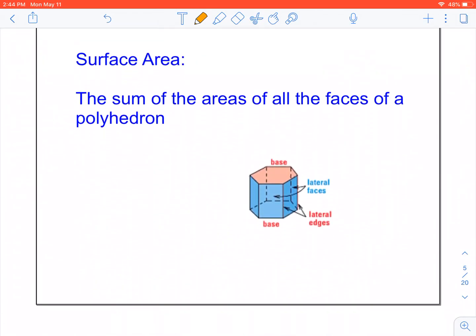Surface area is what we're going to work with here in 12.2 and 12.3. The idea of it is that it is the sum of the areas of all the faces of the polyhedron. Meaning it is the amount of paint it would take to cover it. It is the amount of wrapping paper to go around the outside of it. That's the idea of surface area. It's what is out on the surface. Going inside, we'll deal with that later on in the chapter, but that's the idea of volume. For right now, we are just looking at surface area, adding up all those surfaces together.